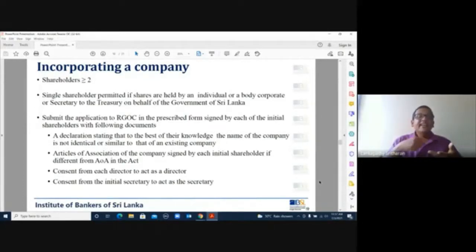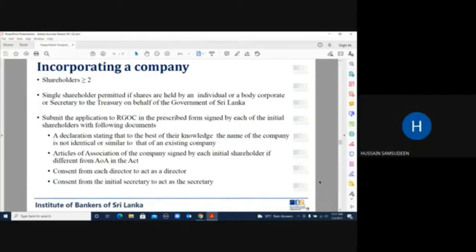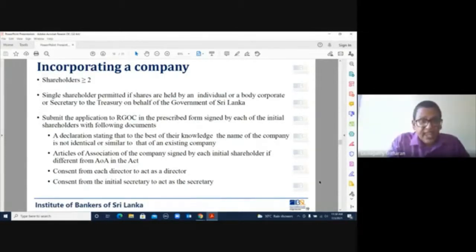After that, the articles of association of the company signed by each initial shareholder, if different from the articles of association in the Act. Have you understood this second bullet point? If the Companies Act has articles of association, and they use some other, altered articles of association, then each and every initial shareholder has to sign.